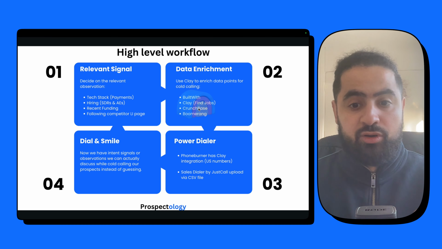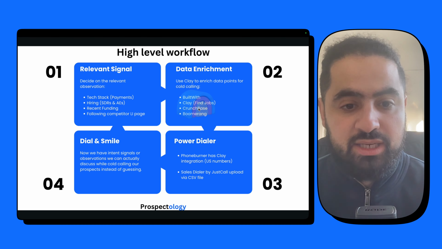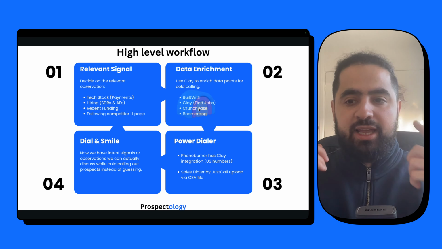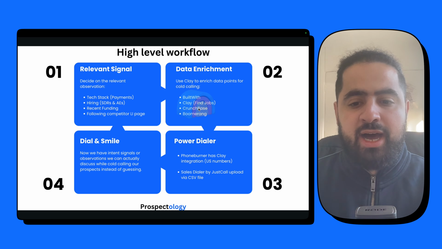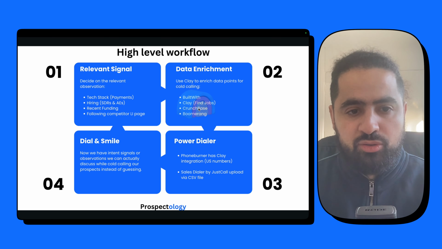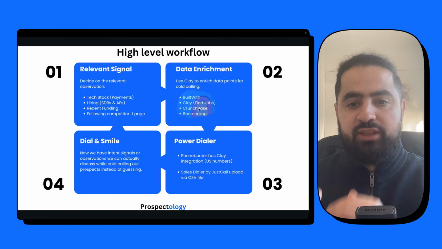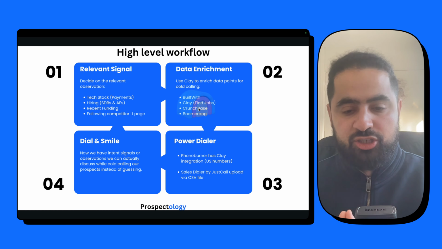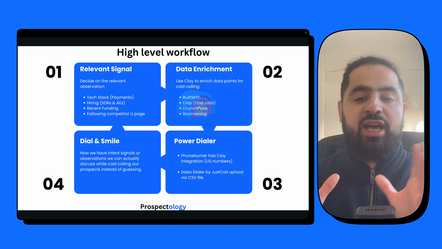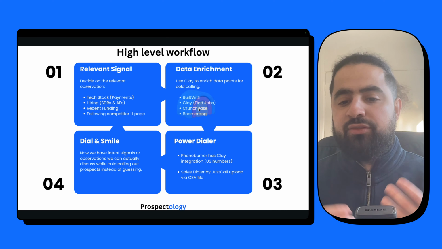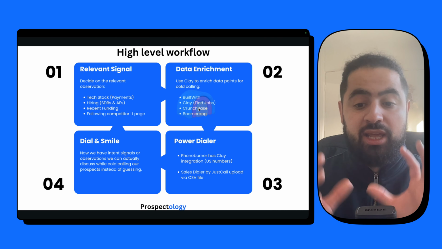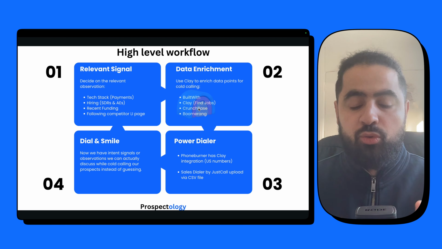That kind of works really well for cold email, and it works really nicely for cold calling as well. So in a second, I'm going to show you a high level view of what we do, but to go over it one more time, first we find the relevant signal. We then do the data enrichment inside of clay.com, which I'm going to show you a couple workflows. We're then going to push that into the power dialer of our choice. PhoneBurner has actually got a Clay integration, a native one, which is really cool.